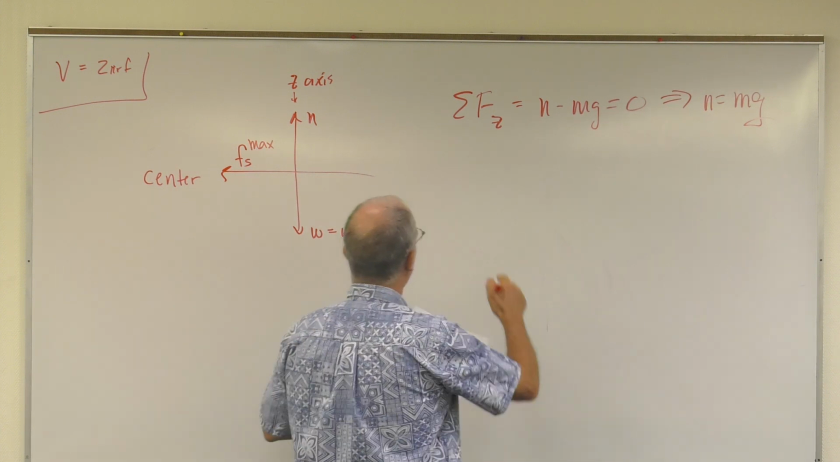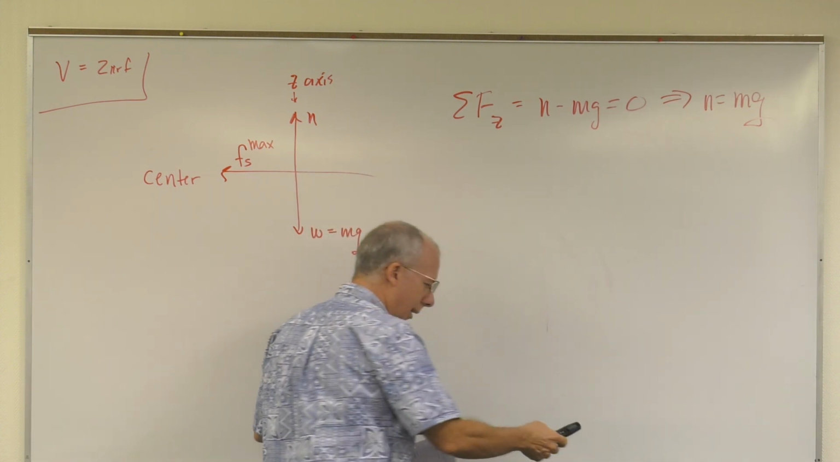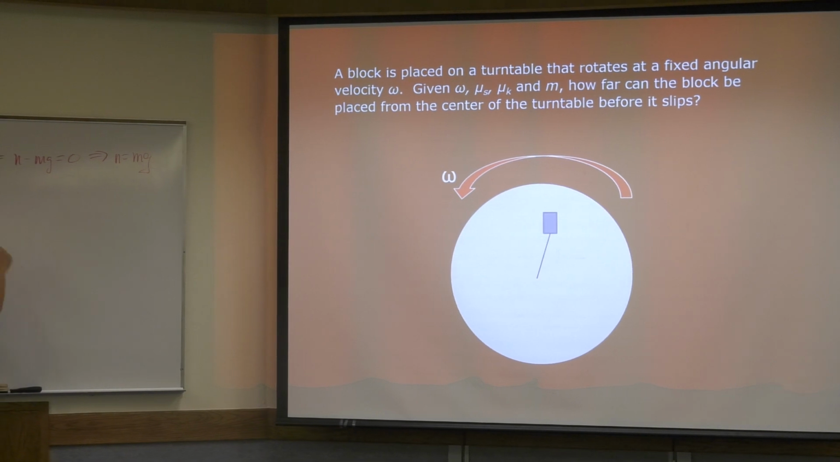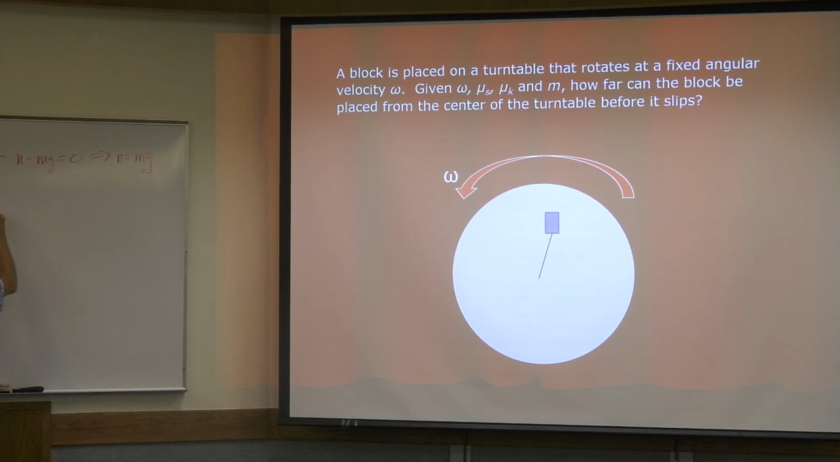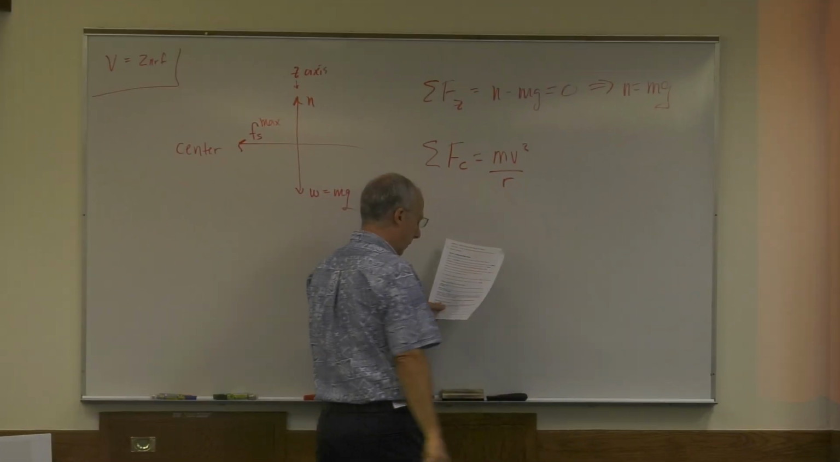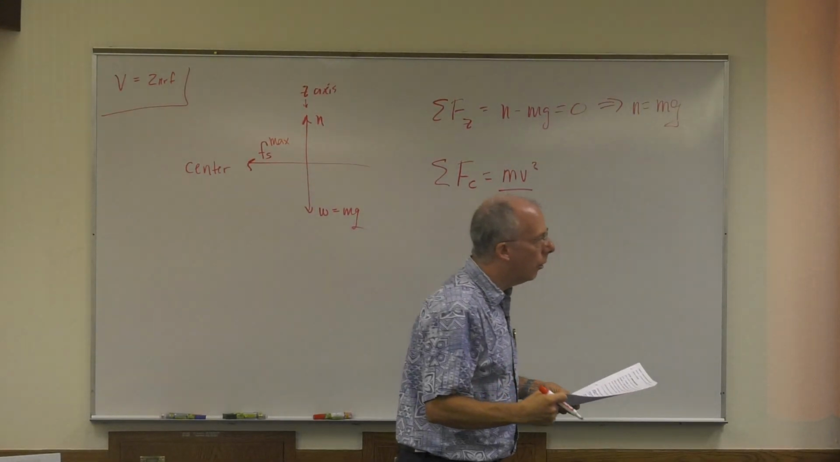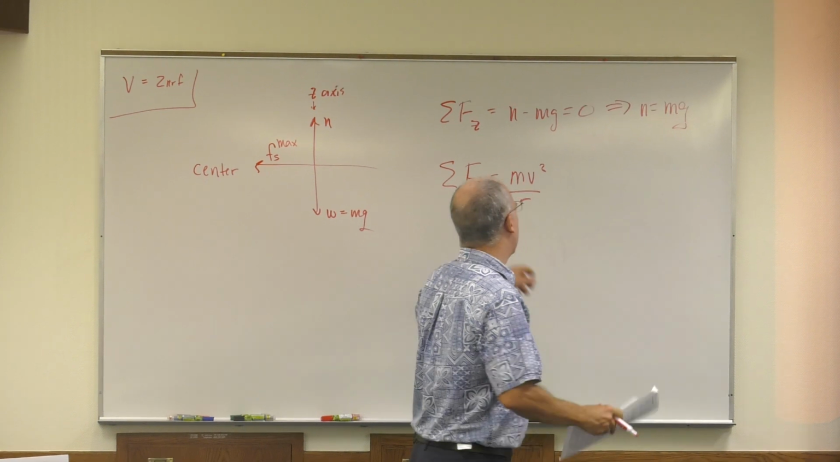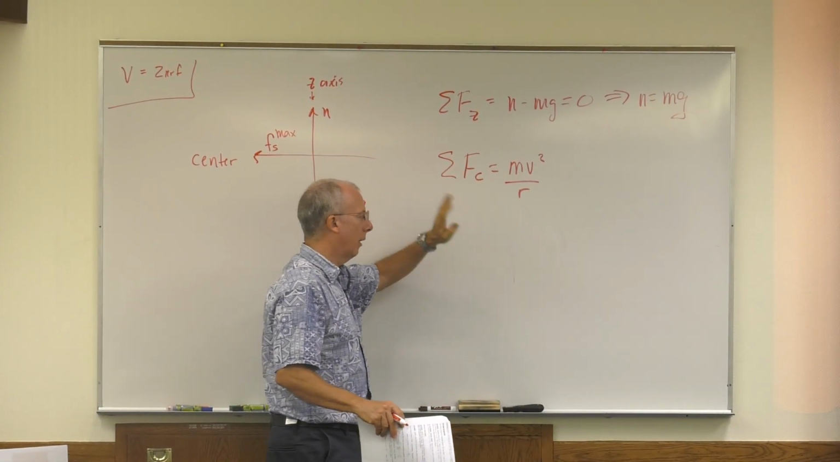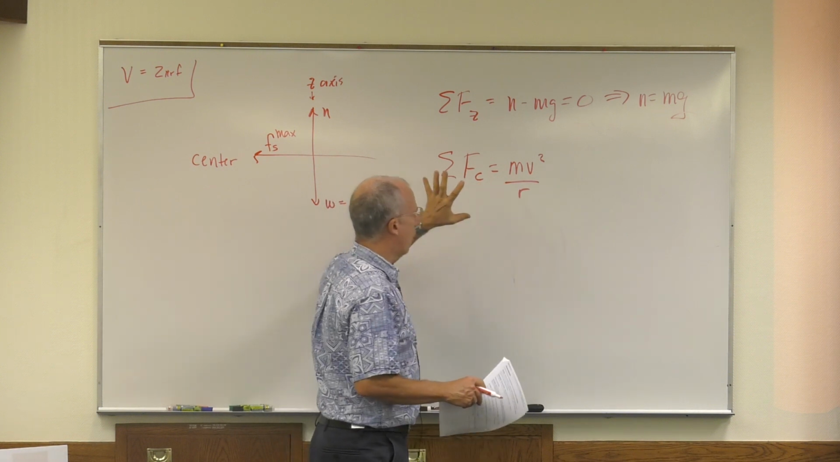All right, now let's do this. The sum of the centripetal forces equals mv squared over r. That's totally true. I could have written the sum of the centripetal forces equals m a_c, which equals mv squared over r. This is good enough though. So this is always true.